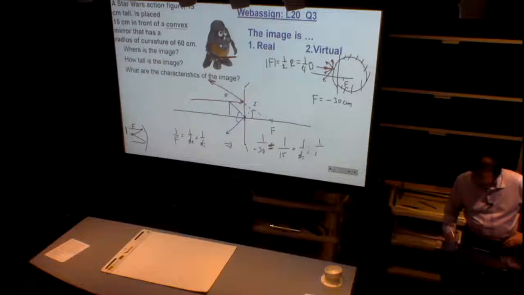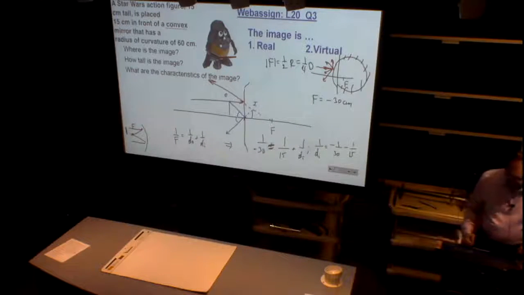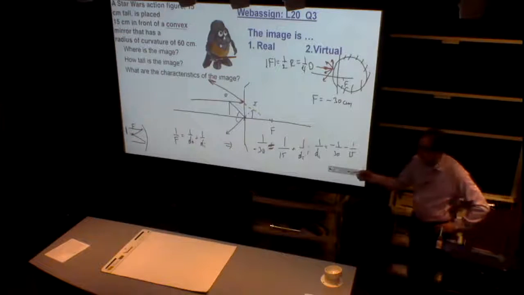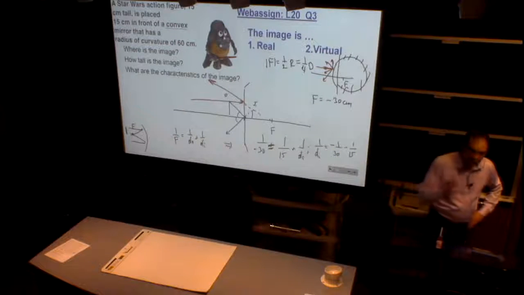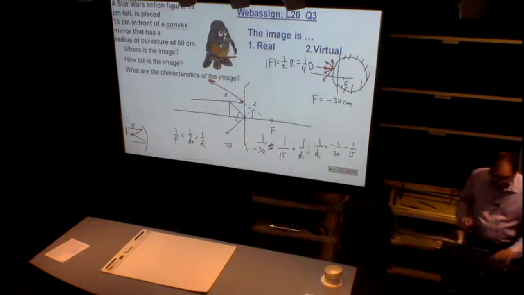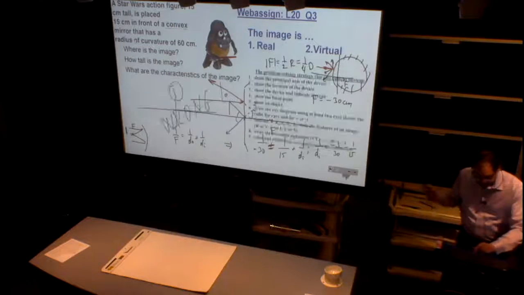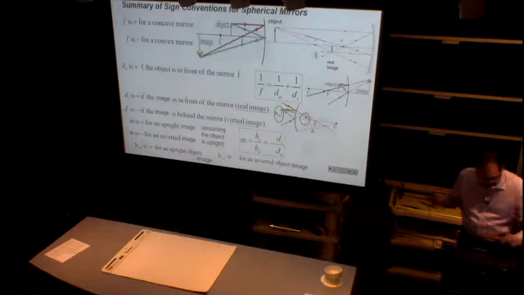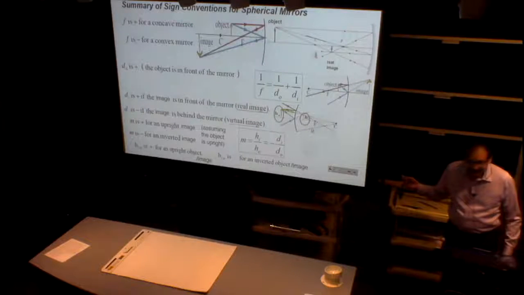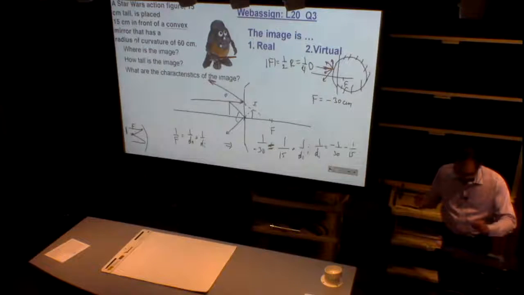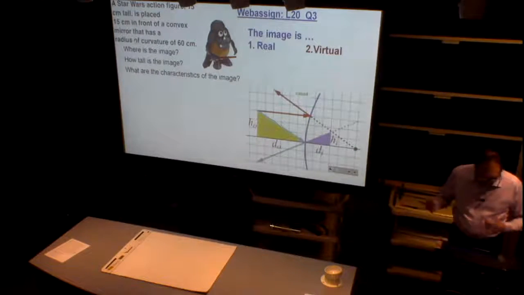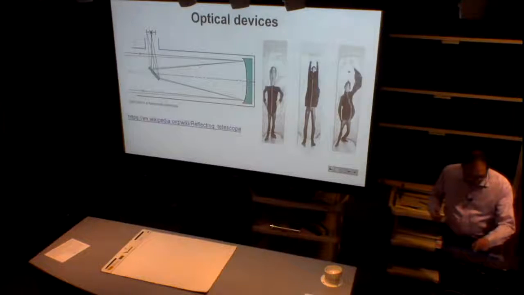I'm not going to finish it, but I just want to show that this number will be negative, because if we subtract 1 over 15, 1 over 15, two negatives, of course it has to be negative, because it's a virtual image according to the rules. For the virtual image, image distance DI must be negative. If that is not the case, something is not right, we have to fix it. Well, so the image is virtual.